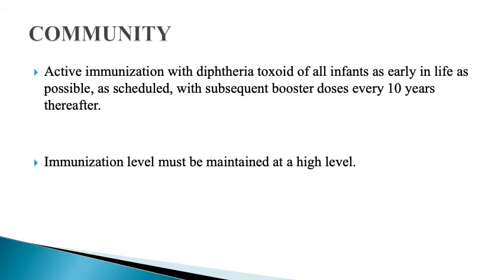For the control of diphtheria in community, the only effective control is by active immunization with diphtheria toxoid of all infants as early in life as possible, as scheduled, and with subsequent booster doses every 10 years thereafter. The aim should be to immunize before the infant loses his maternally derived immunity so that there will be a continuous protection from birth without any gap in immunity to natural disease.